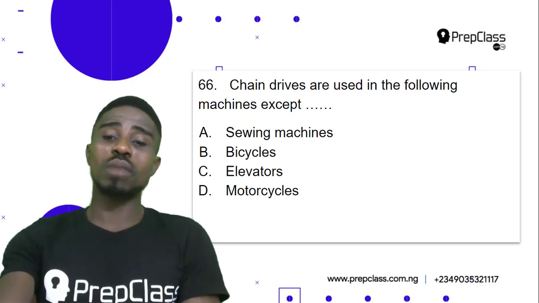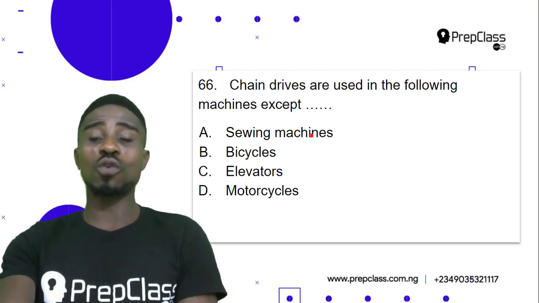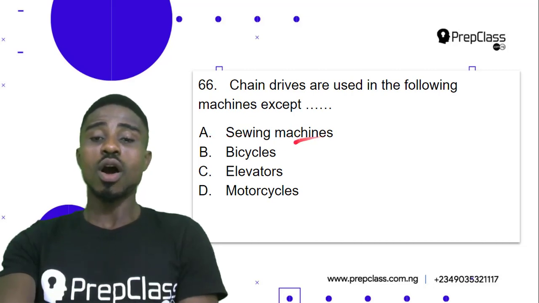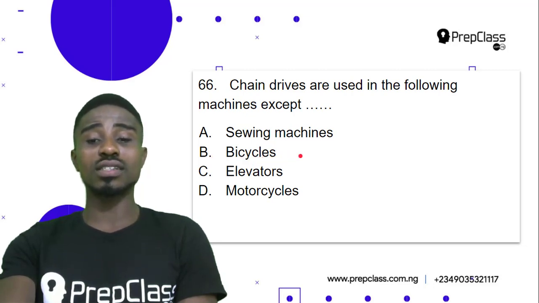Now, starting with sewing machines. Sewing machines don't use a chain drive. Rather, it uses a belt drive. So for question 66, our correct answer would be option A, sewing machines. Option B, bicycles. Bicycles make use of a chain drive. It has a chain, so it makes use of a chain drive. So bicycle is not our correct answer.